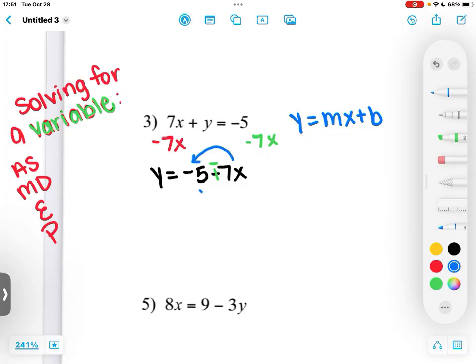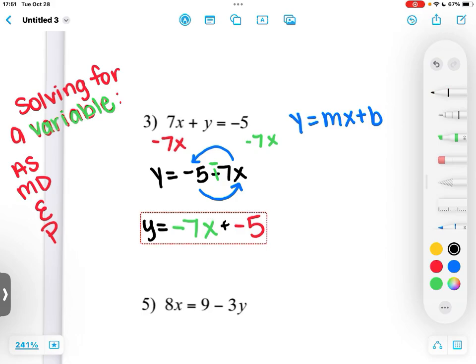Switching it, that's just switching your position of these two terms, meaning it will be y equals a negative 7x plus a negative 5. And from here, a lot of people switch that plus and negative into just subtraction. I like to keep it. It's a personal preference, but whatever you're most comfortable with. Now we have it in slope-intercept form. We look at that number in front of the x, meaning our slope, our final answer, would be a negative 7.